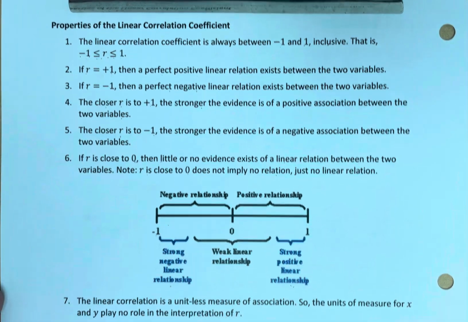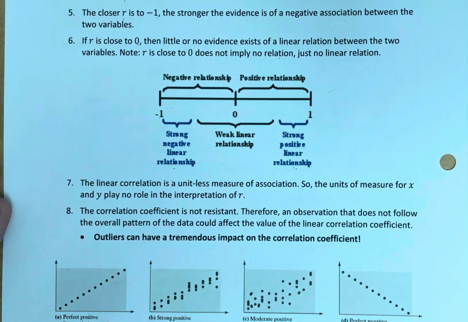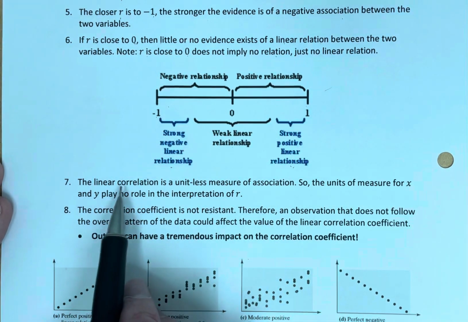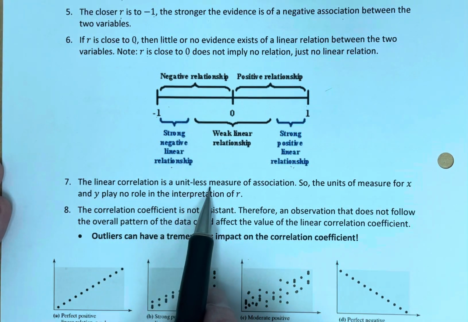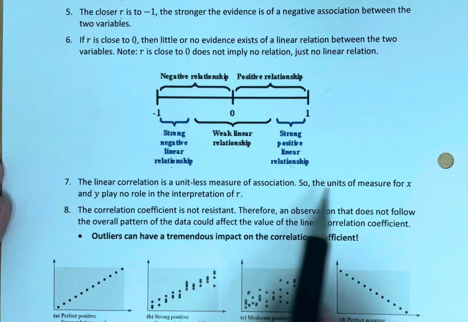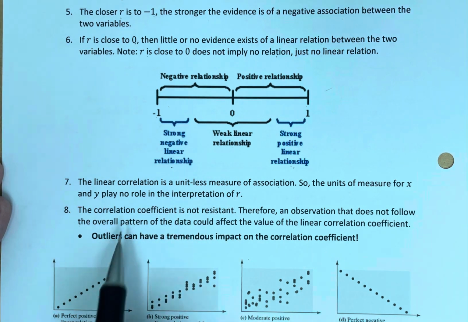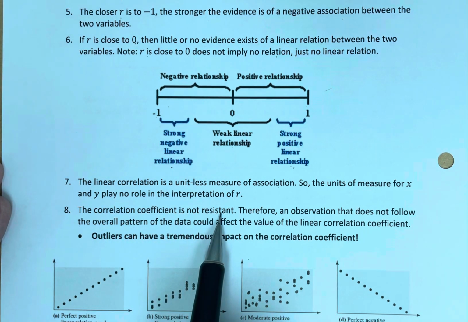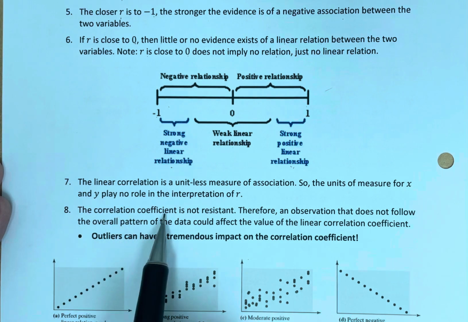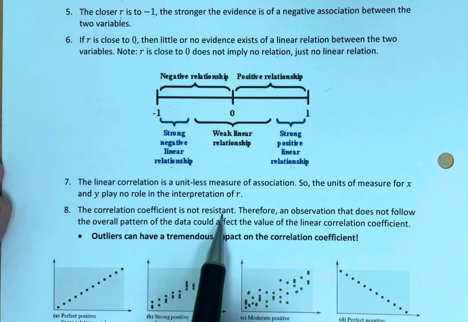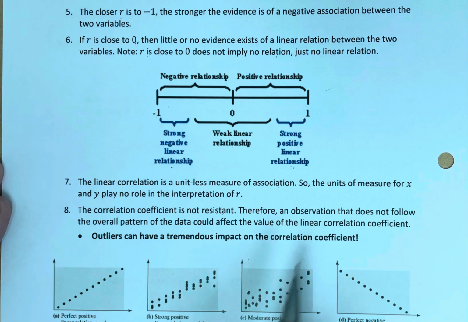Okay, a couple other points. The linear correlation is a unitless measure of association. So the units of measure for x and y play no role in interpreting r, and it's not resistant. Okay, the linear correlation coefficient is not resistant. What does that mean? It can be affected.